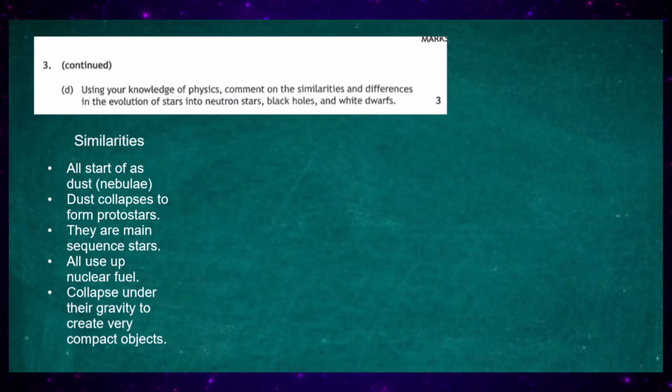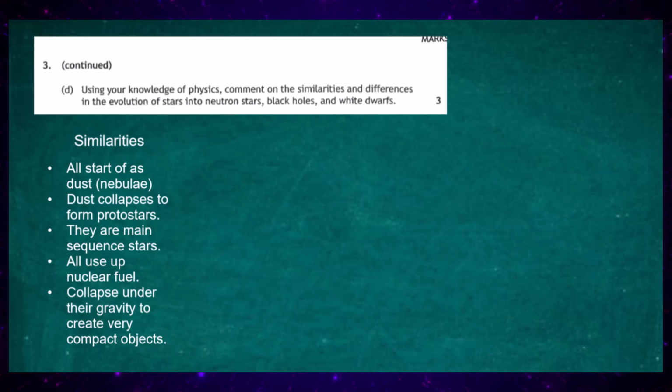All these objects started off as dust, nebulae as we call them, and this dust collapsed under their own gravity to become protostars, young stars. And these stars all began their life on the main sequence, and they used up their nuclear fuel. And as they used up the nuclear fuel, they collapsed under their own gravity because, of course, the outward pressure was not there. So these are the sort of things you could mention for the similarities.